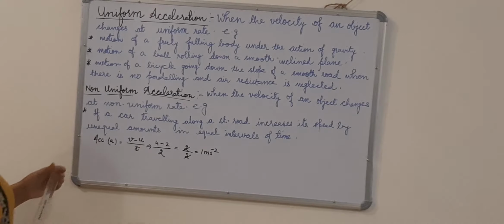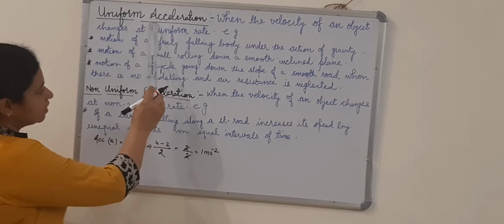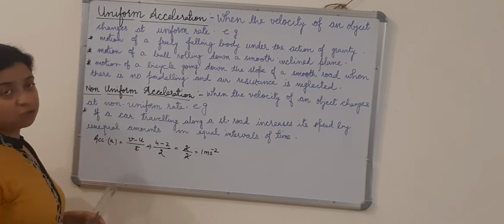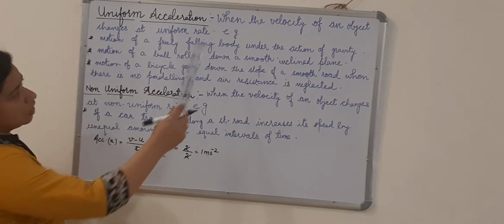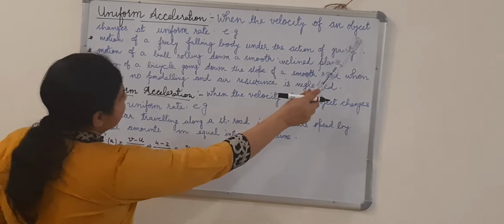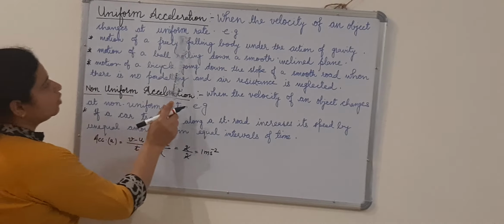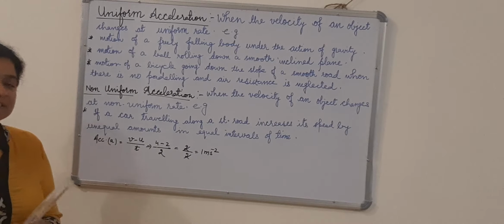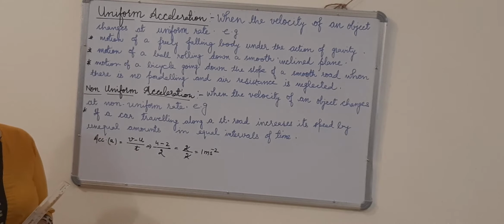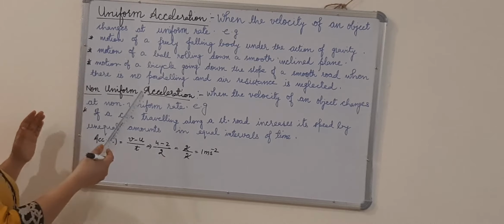In today's class, we will talk about uniform acceleration as well as non-uniform acceleration. Now, what is uniform acceleration? When the velocity of an object changes at a uniform rate, then it is said to be uniform acceleration. Let me give you some examples.